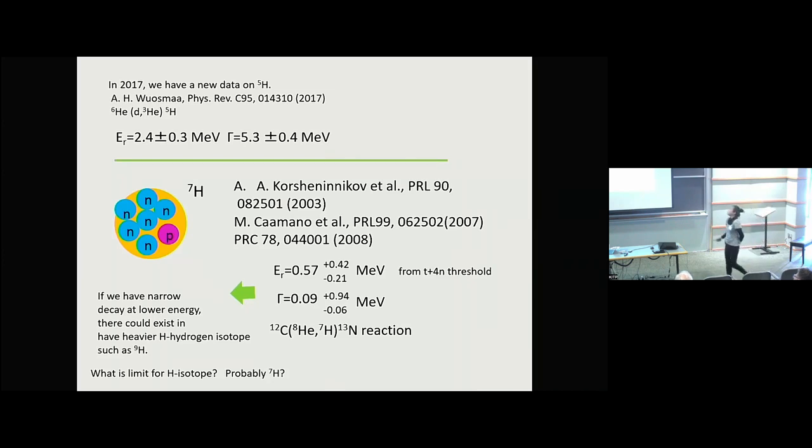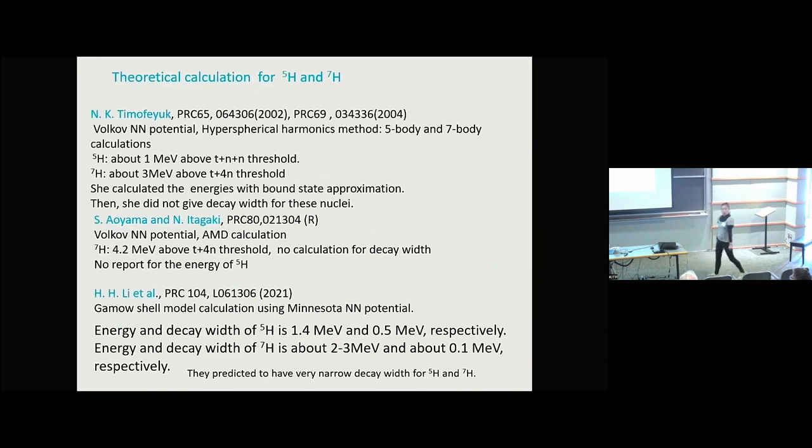Okay. So if we have a narrow decay of hydrogen 7 at lower energy, then maybe there could exist heavier hydrogen isotopes such as hydrogen 9, something like that. So now we have a question: what is the limit for the hydrogen isotope? Probably hydrogen 7, or we can go beyond. We have no idea. So this is the experimental situation.